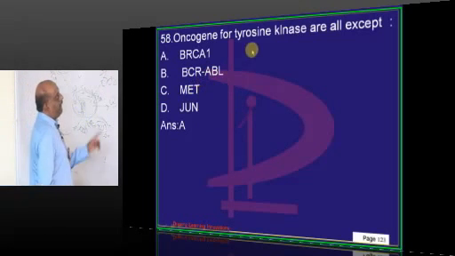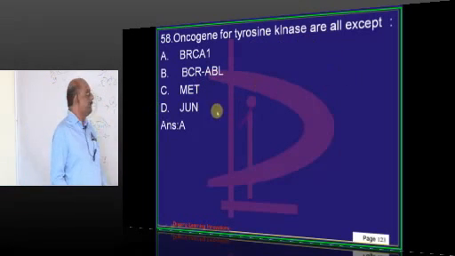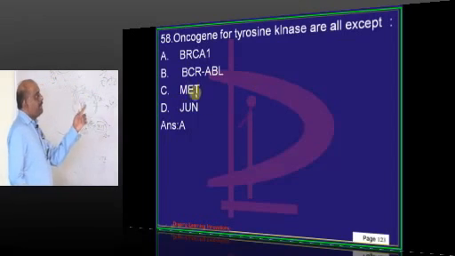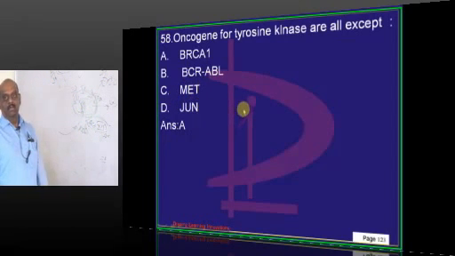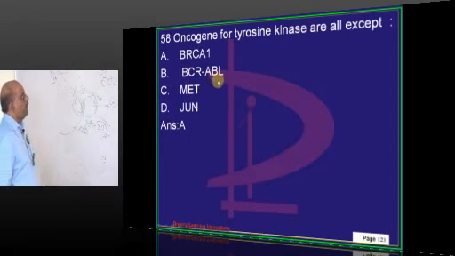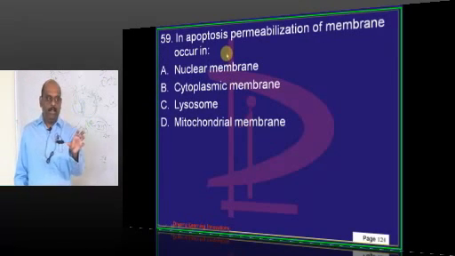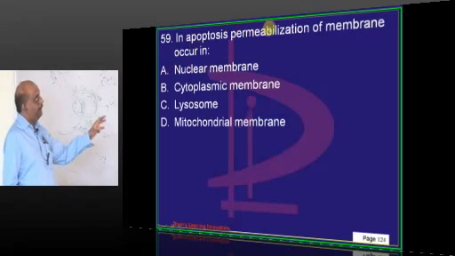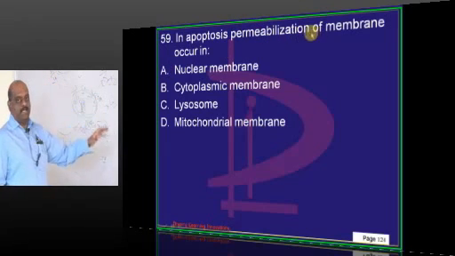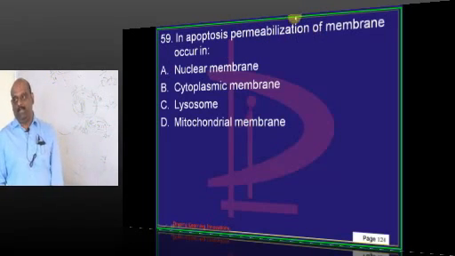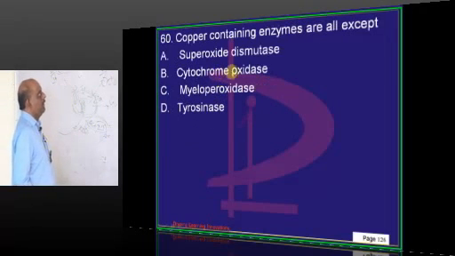So what is the oncogene for tyrosine kinase? BCR-ABL, MET and JUN. They are all, but not BRCA1. There will be permeabilization of the mitochondrial membrane in case of apoptosis.